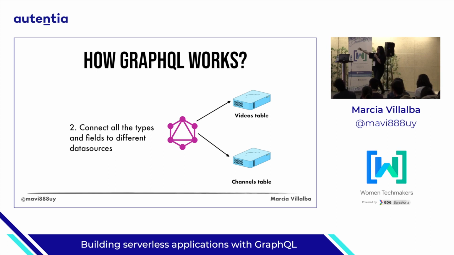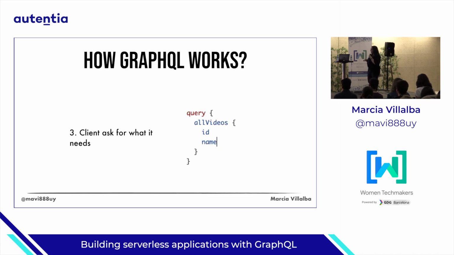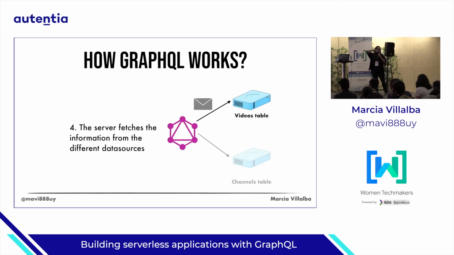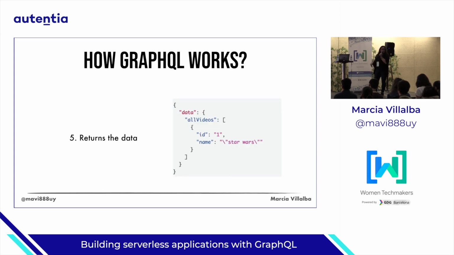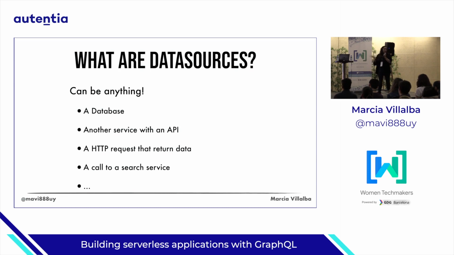So for example, if you have a SQL table, this resolver will need to know how to open a connection with the database, how to do a select star from videos, and then understand how to filter those parameters that you want and return them to GraphQL. So that's very proprietary to your own application. Then the client will ask exactly for what they need, and the server will fetch it from the right data sources. In this case, it was videos that we were asking for, so we will go to the video table, and then it will return the data to the client. Data sources, as I said, can be anything, so you are not limited to that.